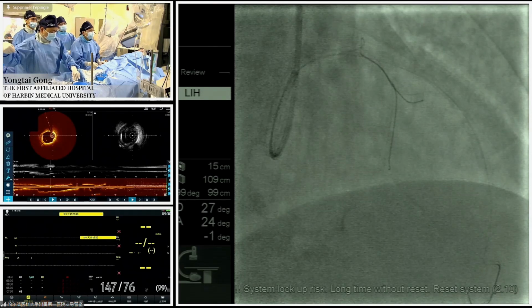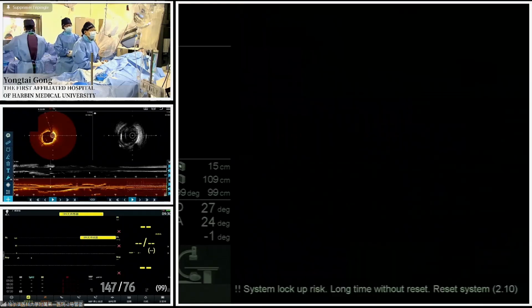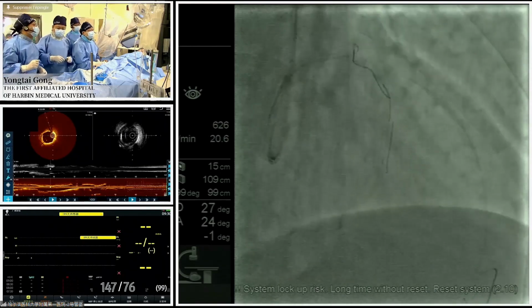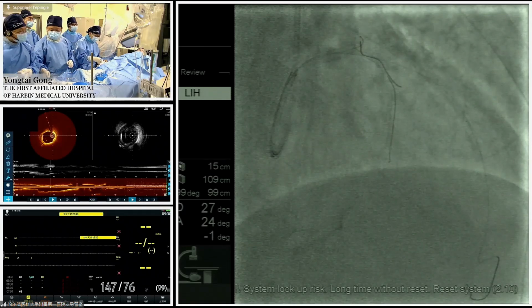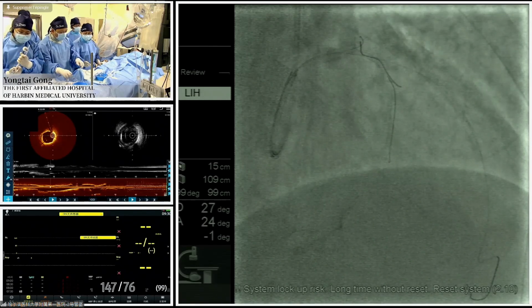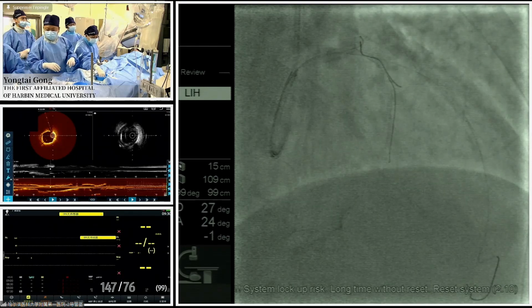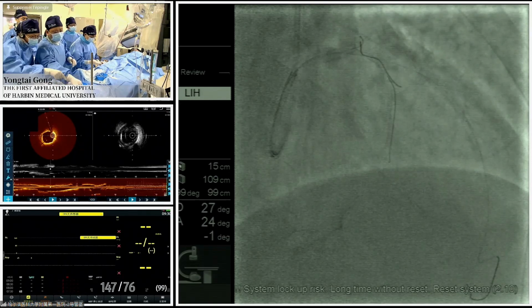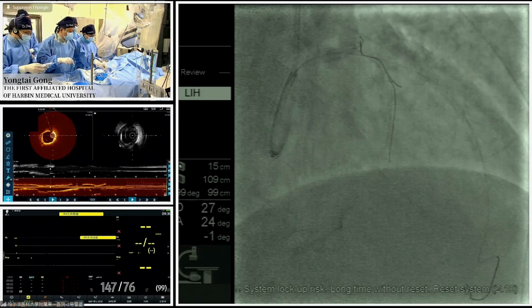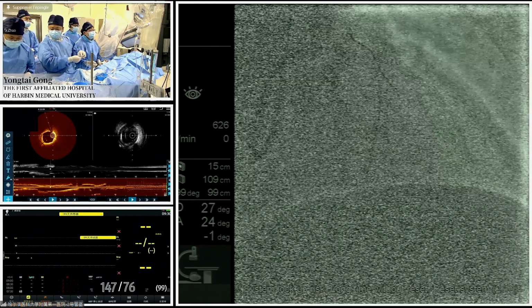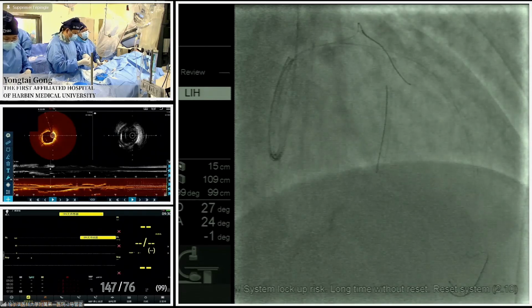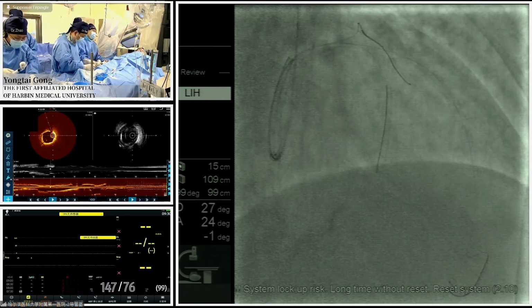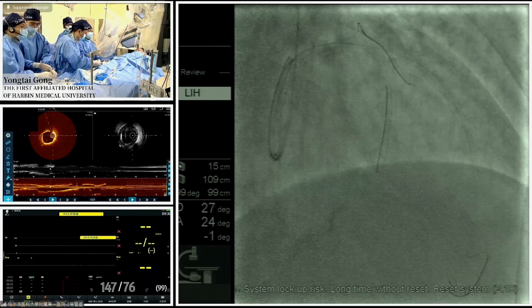For the first stent, we will protect the septal branch by using a small balloon, because the septal branch is kind of big. That's why we have to protect it before we put in the first stent. Before the first stent deployment, a small balloon will be pushed into the septal branch.